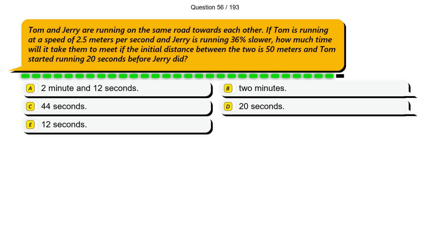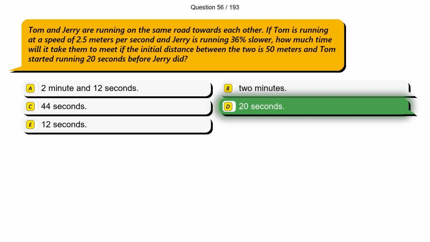Question 56. Tom and Jerry are running on the same road towards each other. If Tom is running at a speed of 2.5 meters per second and Jerry is running 36% slower, how much time will it take them to meet if the initial distance between the two is 50 meters and Tom started running 20 seconds before Jerry did? Option A, 2 minutes and 12 seconds. Option B, 2 minutes. Option C, 44 seconds. Option D, 20 seconds. Option E, 12 seconds.